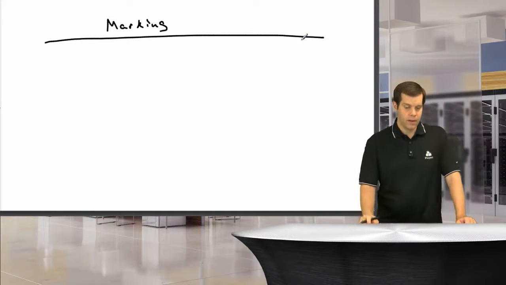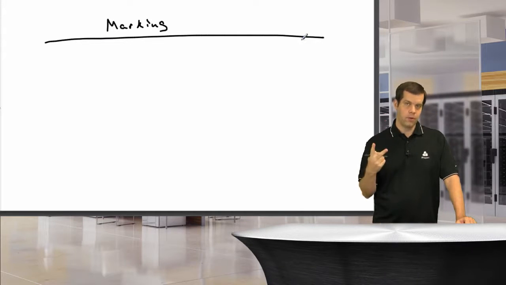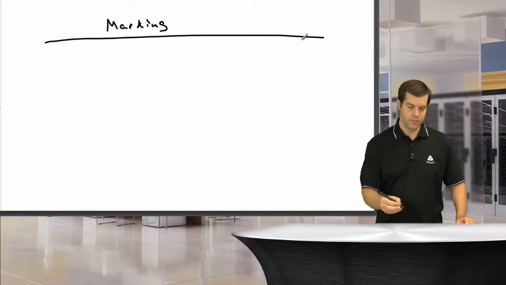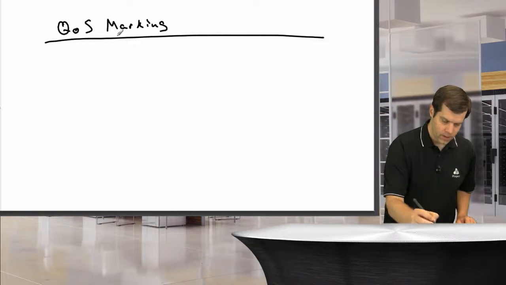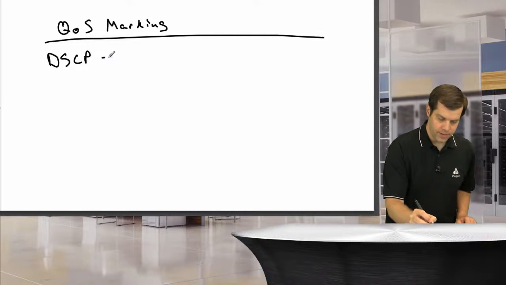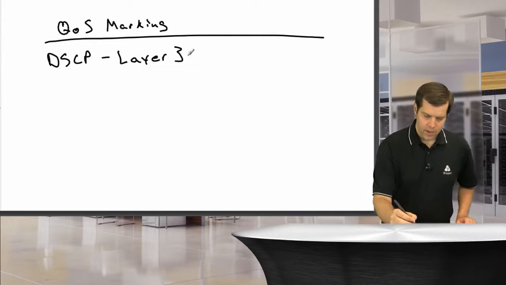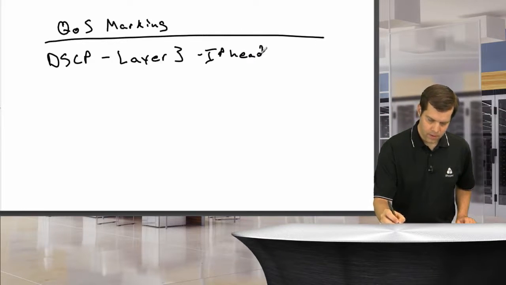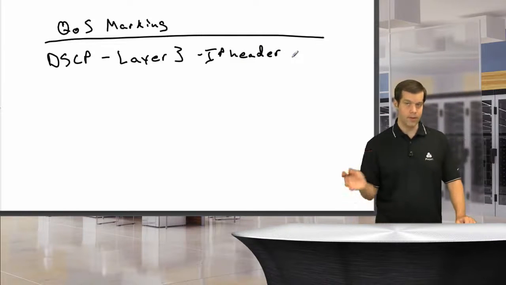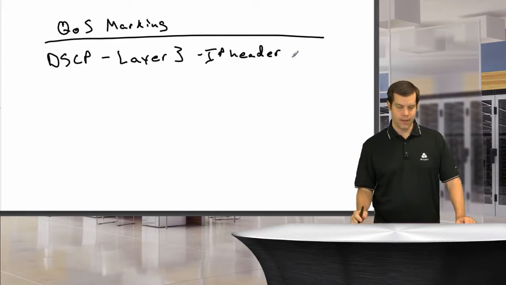On our traffic in our lab, we have two main categories of QoS markings. The first one that we have is a layer 3 marking that we primarily use, DSCP, or Differentiated Services Code Point. This is in the IP header. So all IP traffic has this, whether it's IPv4 and IPv6 has this as well.